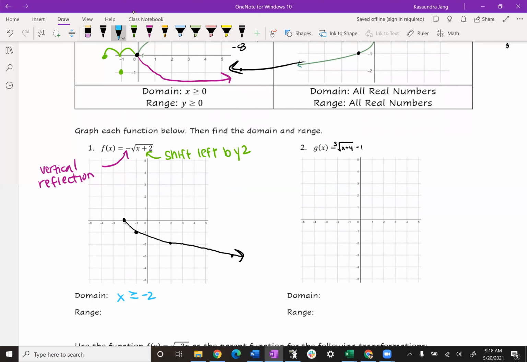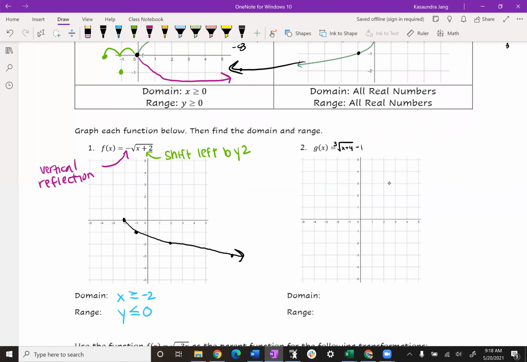The range, all the y values, those have to do with being below 0 right here. It used to be above, but now we are below 0. So I'm going to say all the y's that are less than or equal to 0, as opposed to greater than or equal to 0 on the parent function. Okay, so there's the domain and range.